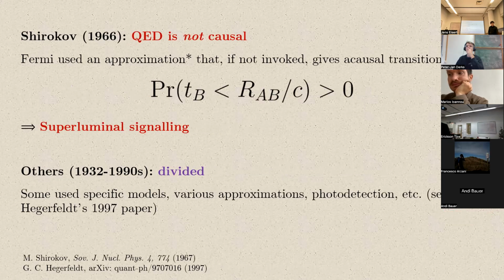Then one Russian physicist came in. He said that Fermi used one particular approximation to make the calculation work. I'm powerful enough to not use it and still do the computation, so let me do it. Then he showed that it's acausal, because the probability before the light crossing time is actually not 0. In principle, that means you have superluminal signaling. Okay, we're in trouble now.